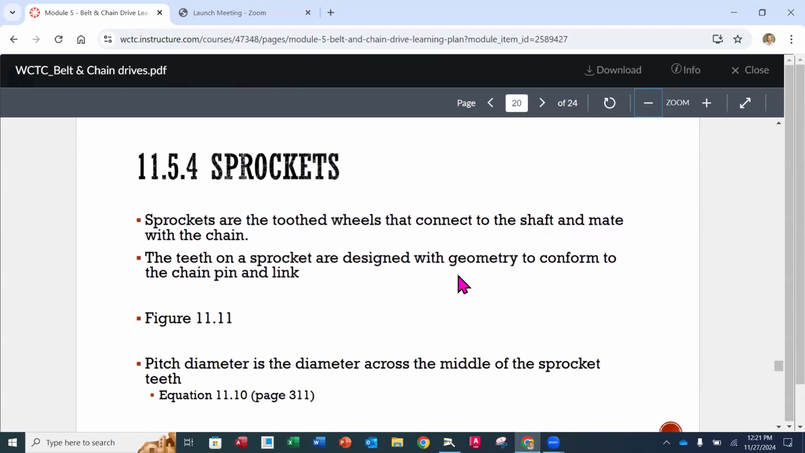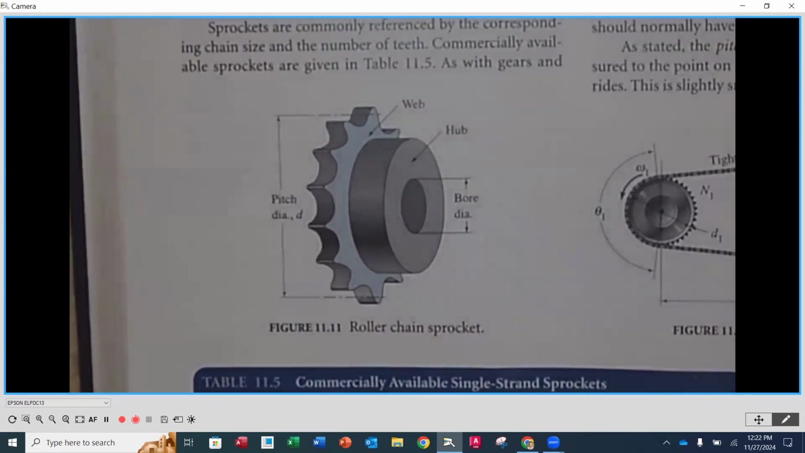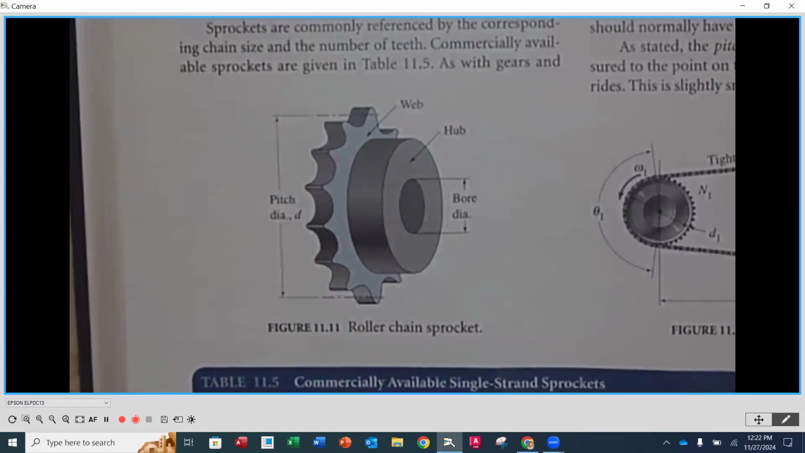All right. Now let's look at sprockets. Okay. Sprockets are going to be the toothed wheel that is going to actually mate with the chain in order to pull it along. And this is going to be what's going to be mounted on the shaft and is going to do our rotating, if you would. The teeth on the sprocket are designed with geometry that's going to conform to going up in between and mating with the spaces in between the chain. So if we go back underneath here, this is on page 310, figure 11-11. We see the teeth here for roller chain application.